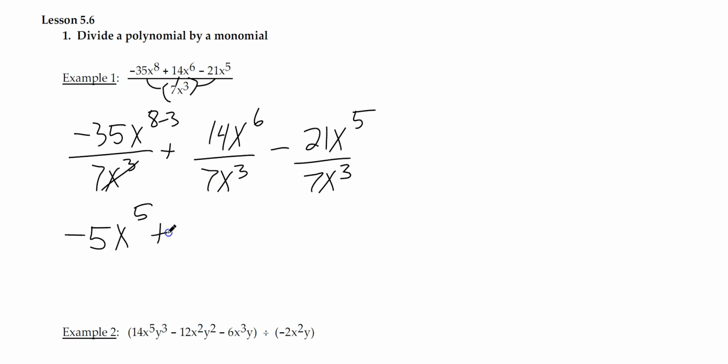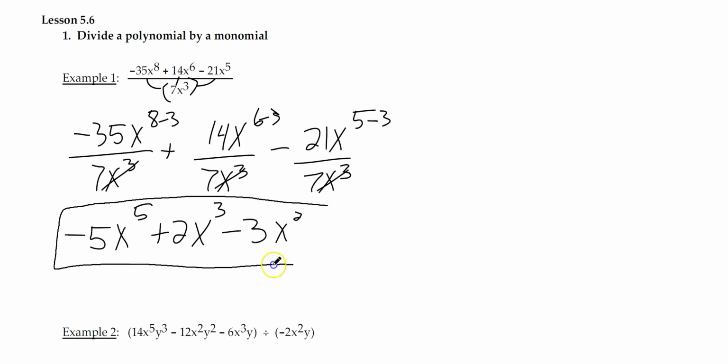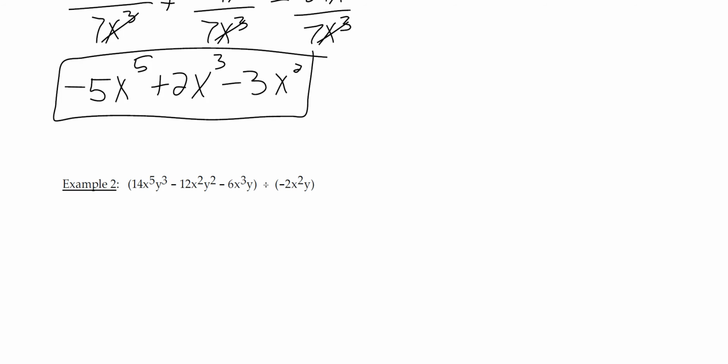7 goes into 14 twice. 3 goes out of there, x cubed. And 7 goes into minus 21, negative 3 times, and those 3 leave x squared. All right, that is that. Let's move on to example 2.